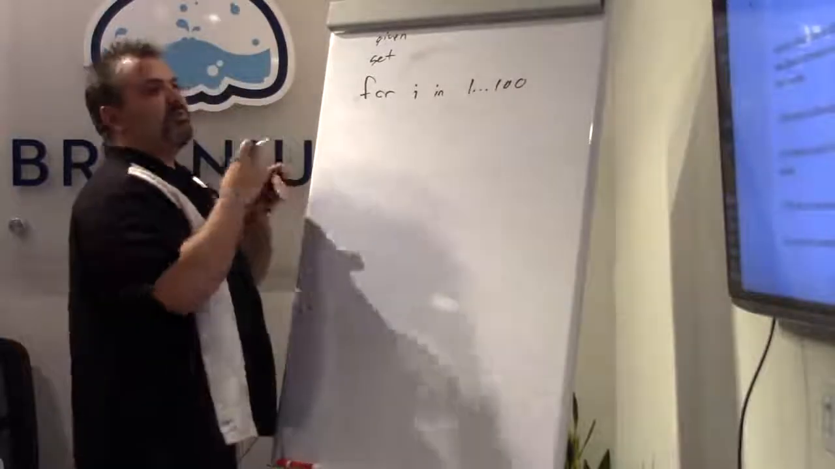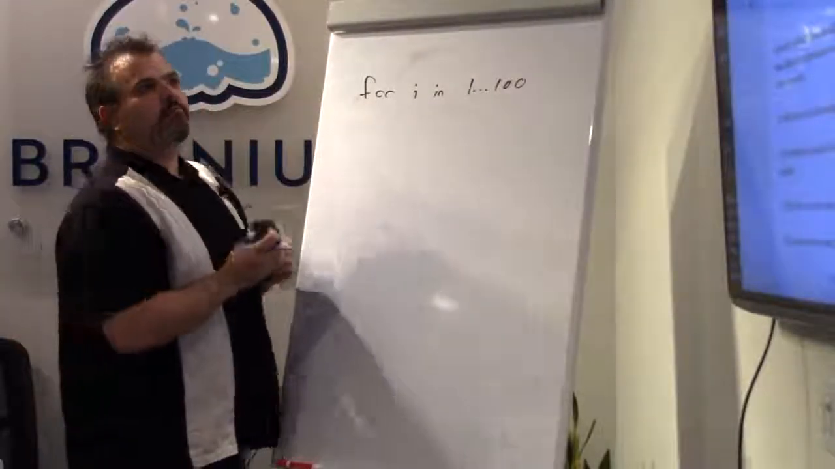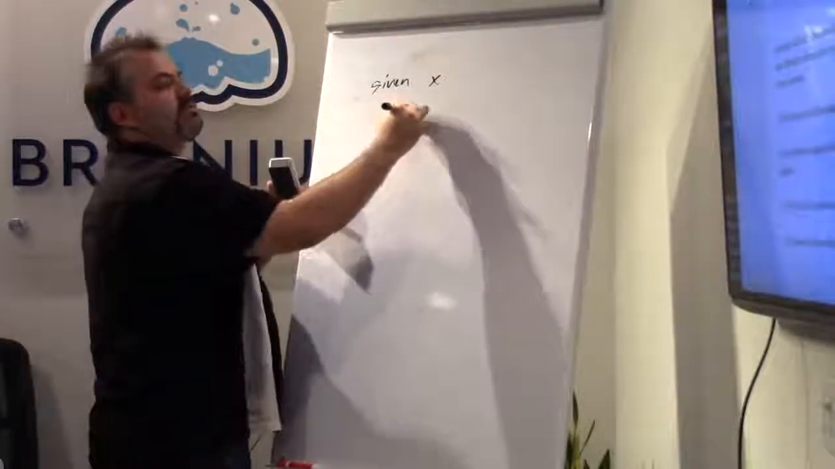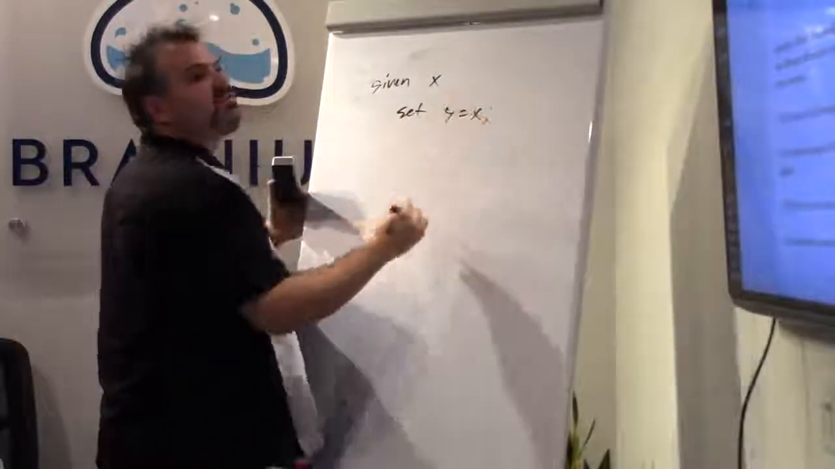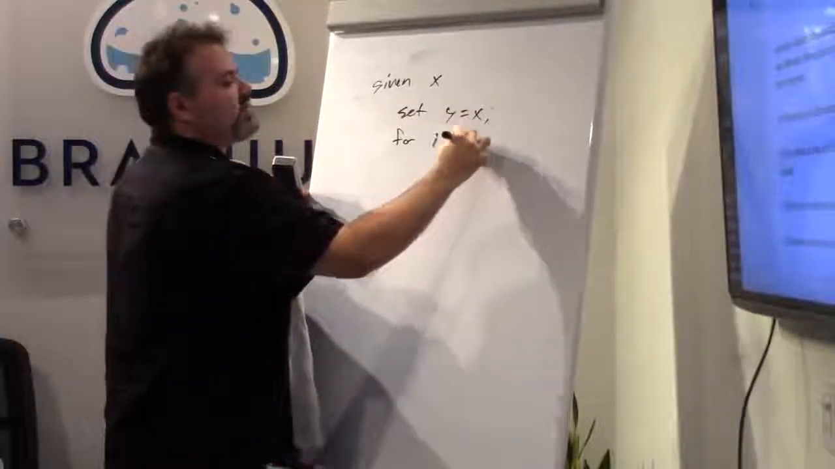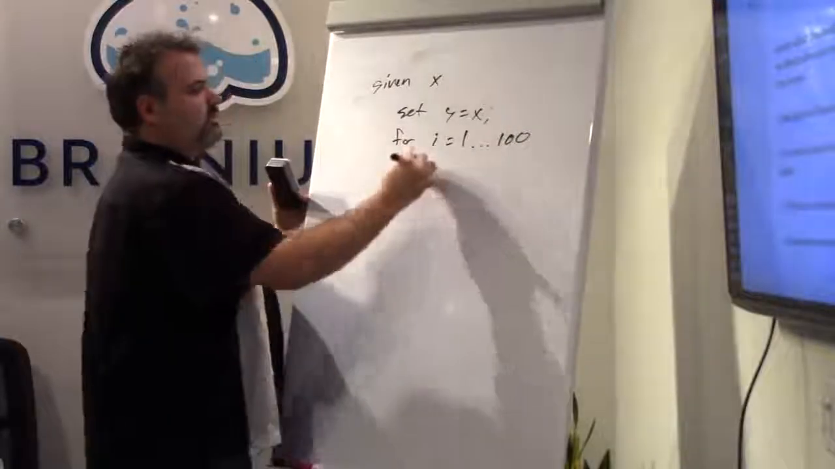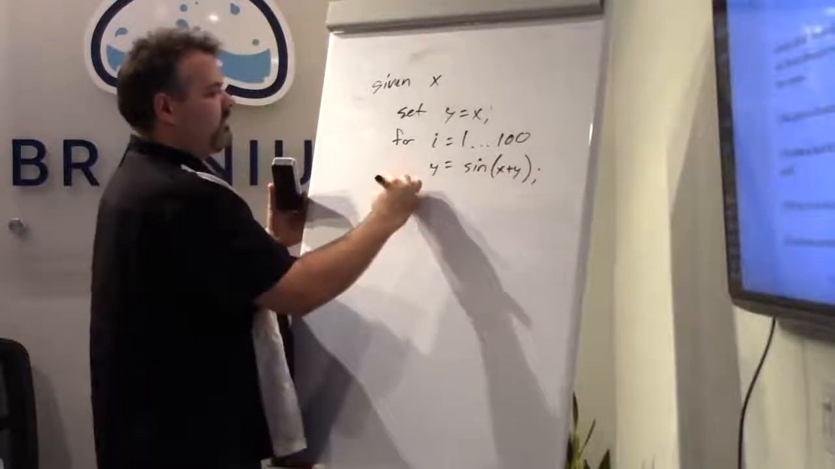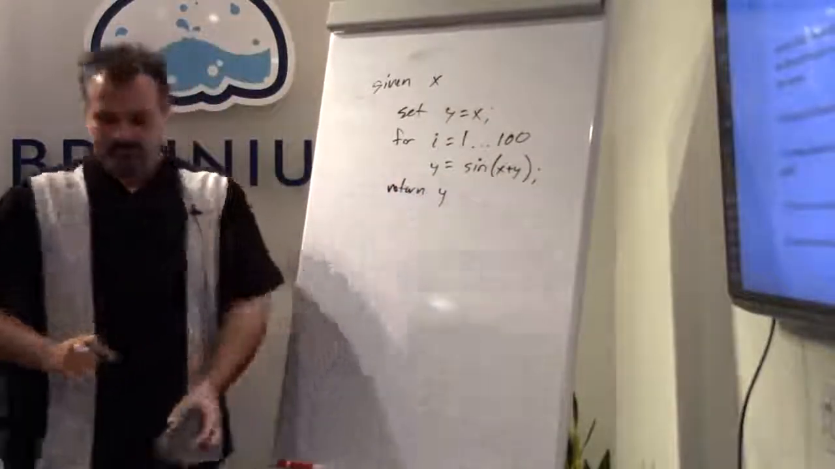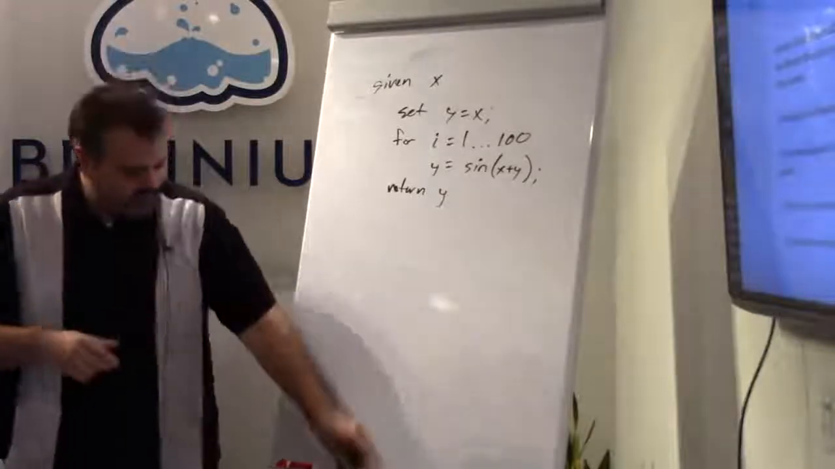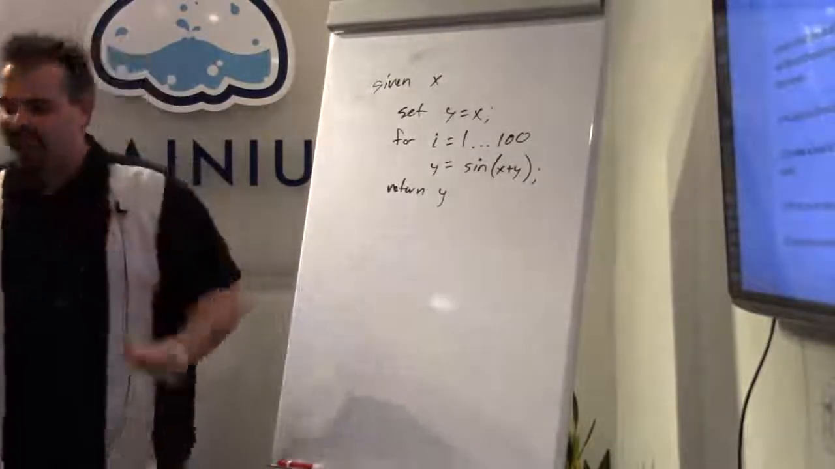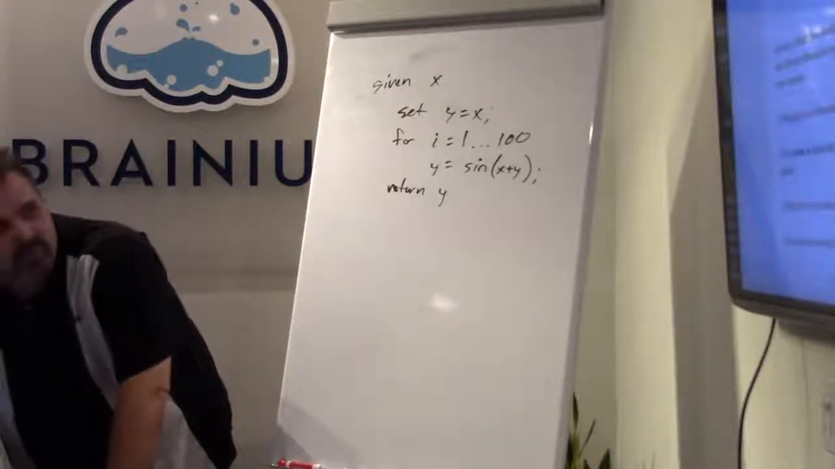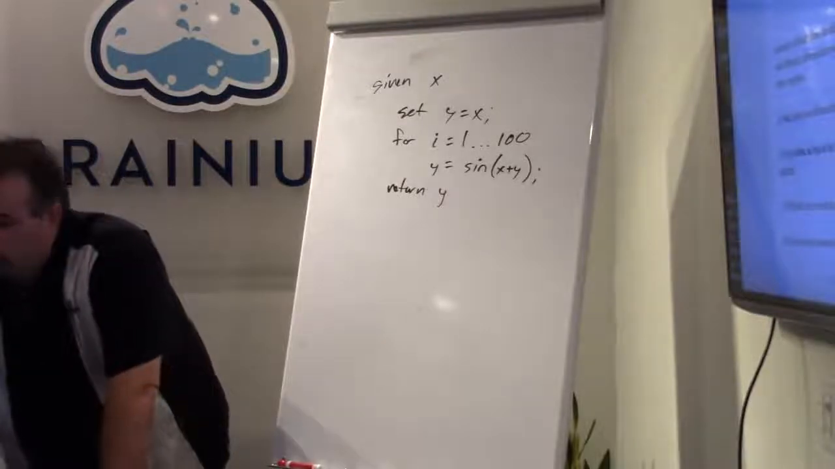So let's write that down on the board because I'm going to switch to the computer and then show why my thing is the same. Given x, set y equal to x. For I equals 1 to 100, y equals sine of x plus y. Return y. This was my example of a real life problem. It's real life in the sense that you can't write a formula for it. And I think most functions in real life you can't write a formula for.